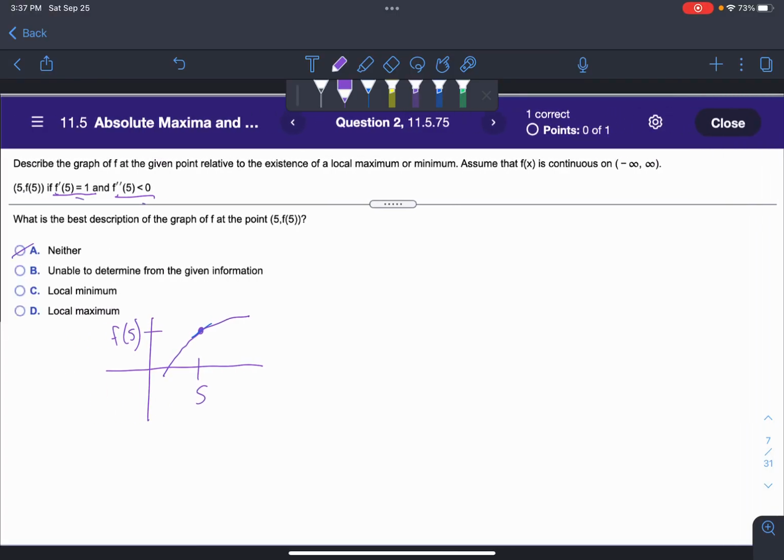All right, so that sums up 11.5. It was kind of a quick section, but just highlighting the maxes and mins. So this will be important for optimization, which will be our very last topic for the semester. So I will see you for that video very soon.